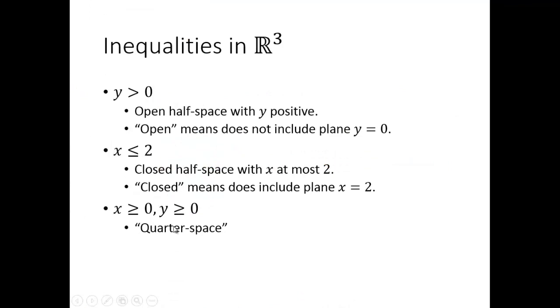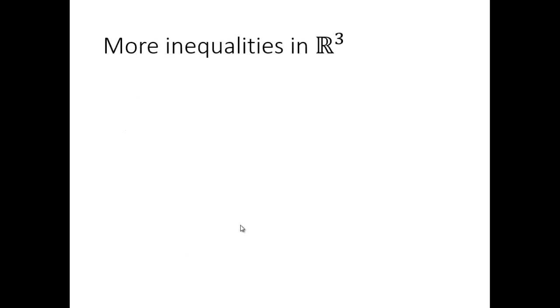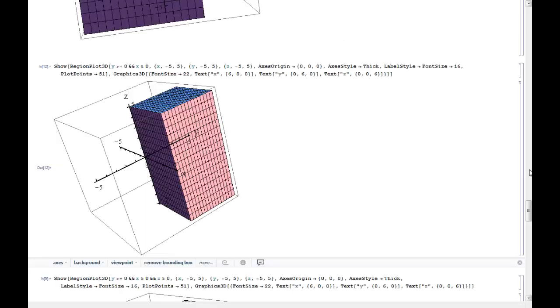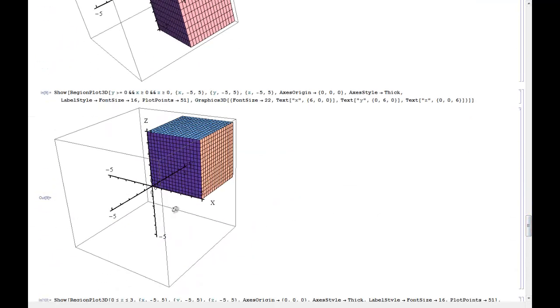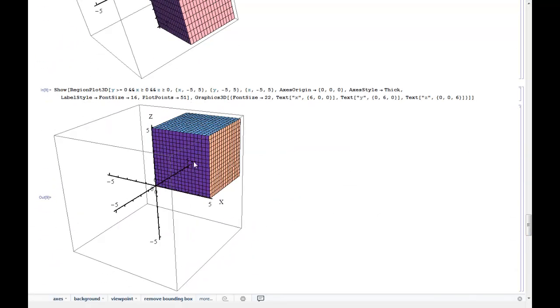Now, I don't think I have heard this quarter space term before, though I think people would understand what you're saying here. What's more typical is to use 3 inequalities: x greater than or equal to 0, y greater than or equal to 0, and z greater than or equal to 0. Then x and y are both positive, and z is positive.